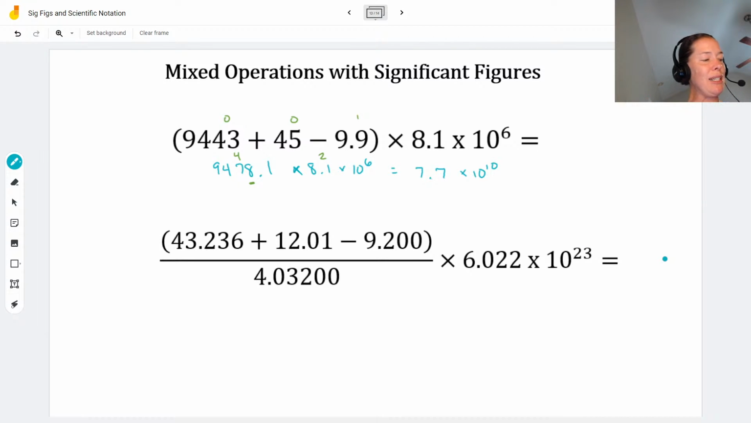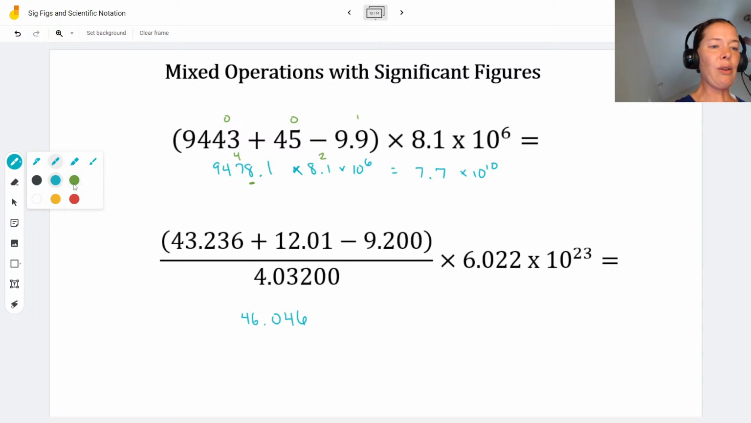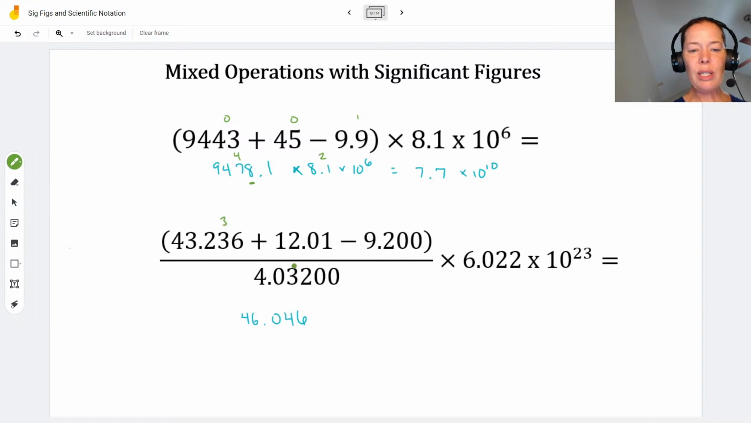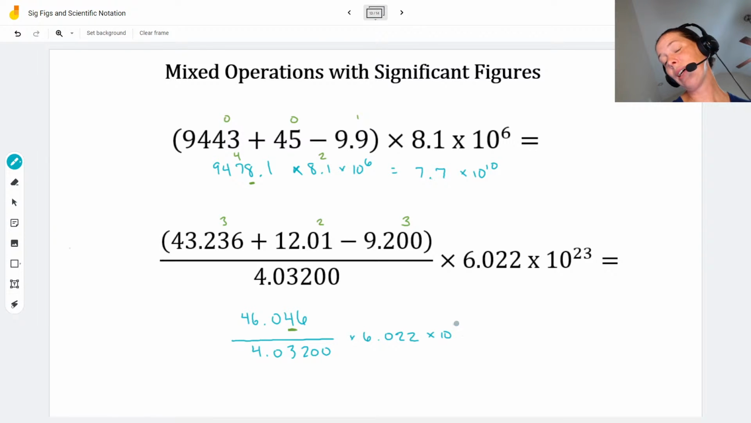We'll do a really big one here. Okay, so we've got a couple of things going on, but I'm going to start with what is in my parentheses. So again, if I put this numerator in my calculator, what does it give me? 46.046. Again, let's figure out where we need to round. So I have 3 decimal places, 2 decimal places, and 3 decimal places. So I just need 2 decimal places. So there's my little reminder. Okay, and I'm just going to carry this denominator forward and this scientific notation, which you may recognize as Avogadro's number. So I just made it a little more chemistry.